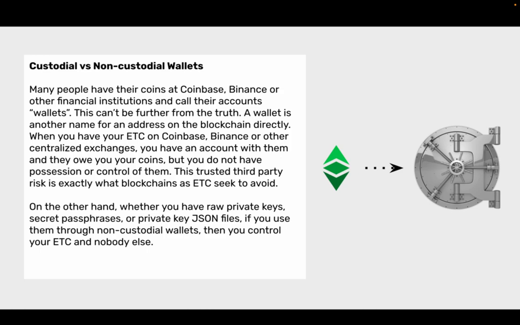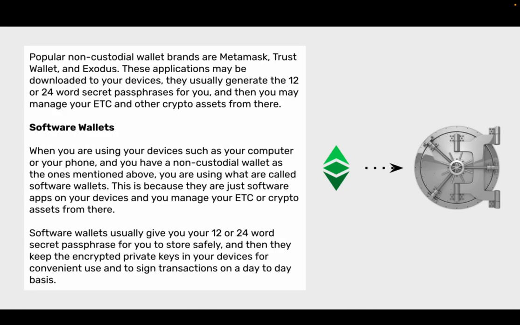On the other hand, whether you have raw private keys, secret passphrases, or private key JSON files, if you use them through non-custodial wallets, then you control your ETC and nobody else. Popular non-custodial wallet brands are MetaMask, Trust Wallet, and Exodus. These applications may be downloaded to your devices. They usually generate the 12 or 24 word secret passphrases for you, and then you may manage your ETC and other crypto assets from there.